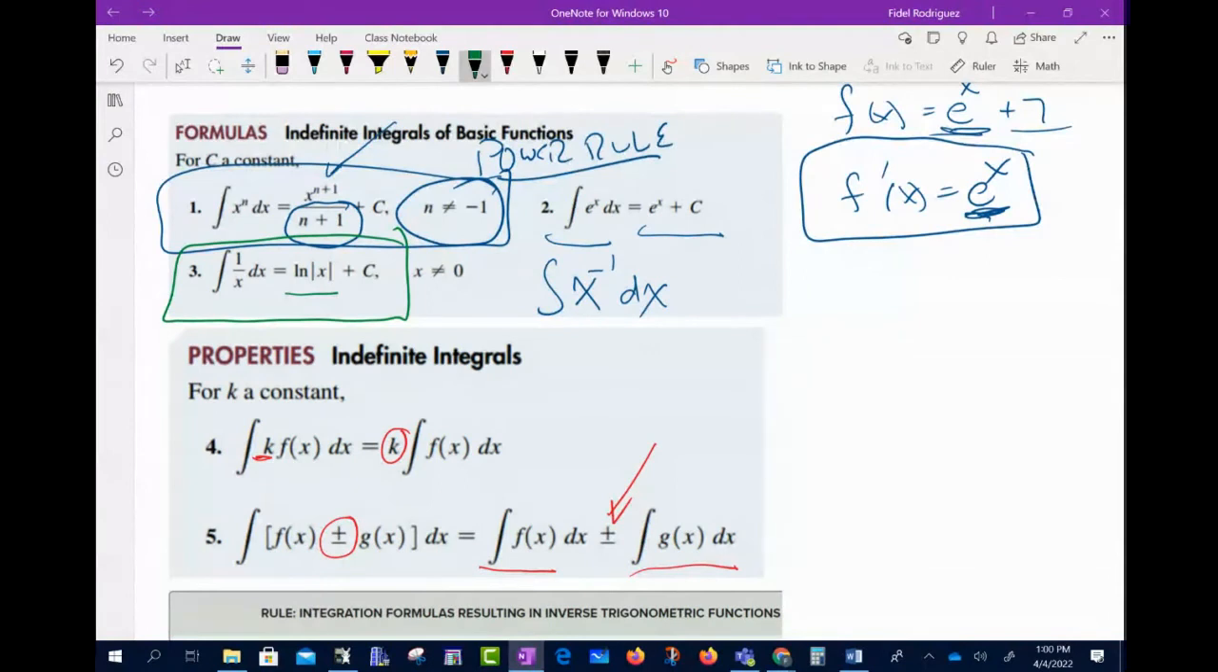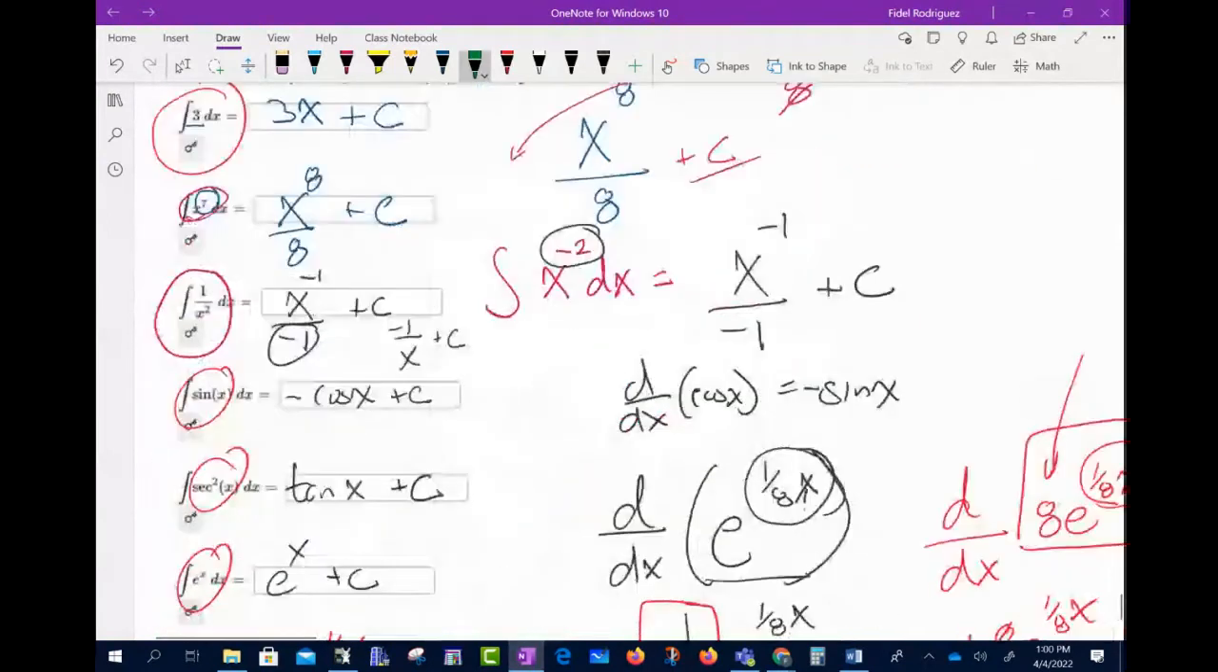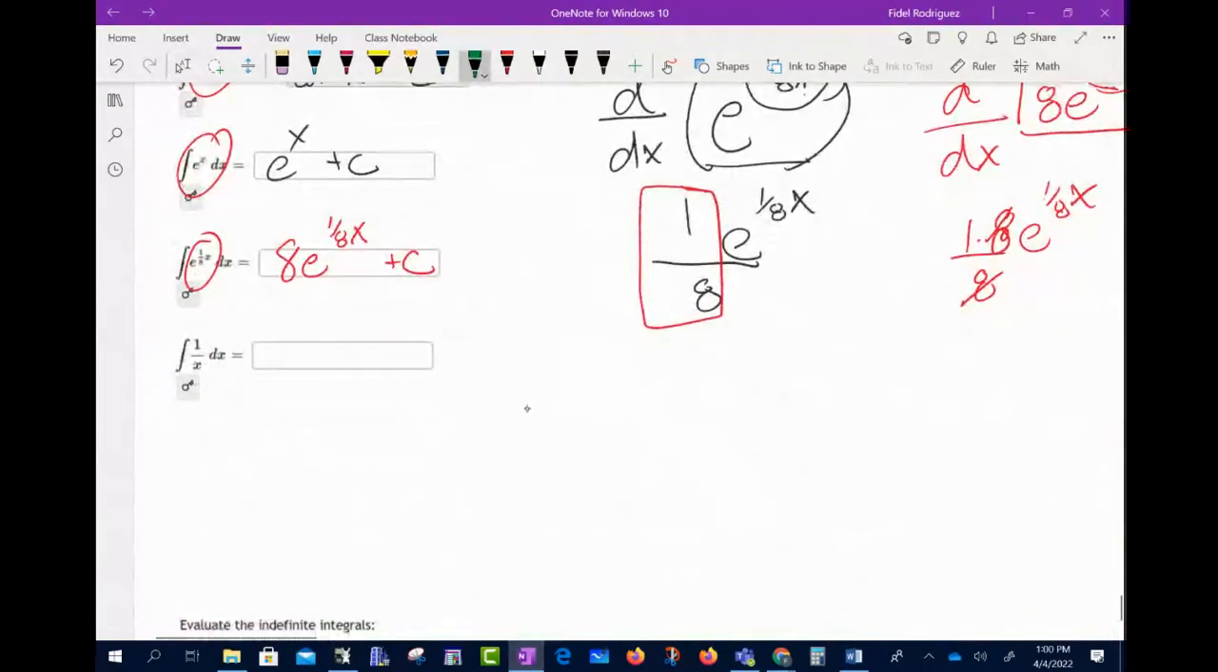There you go. So all I'm going to do, y'all, I'm going to scroll back over here, and I'm going to put this is the natural log of the absolute value of x. Let's see. Okay. So I'll put it this way, y'all.